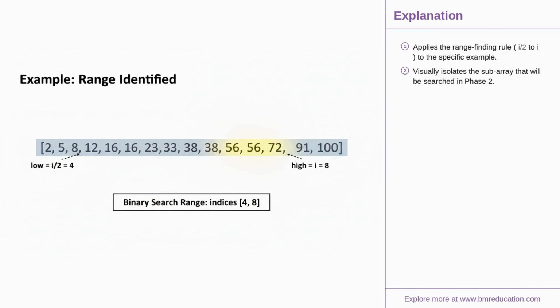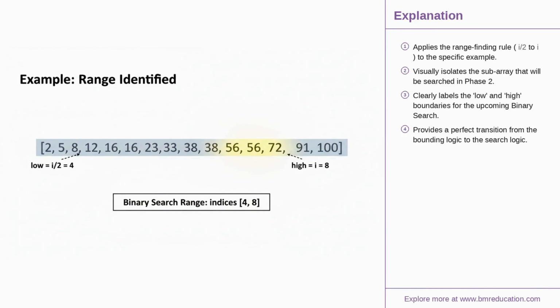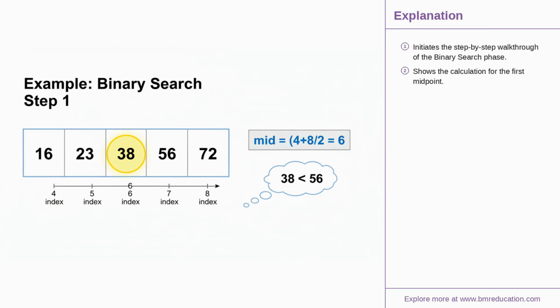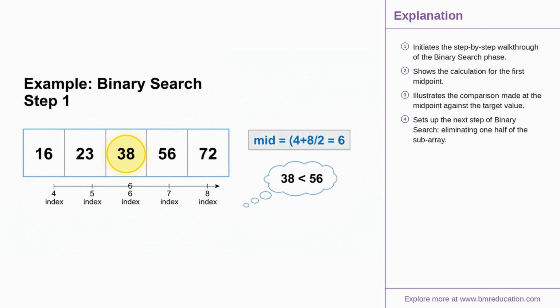Now we define our search space. The last successful jump was from index 4, which is our stop index, I equals 8, divided by 2. This means our target, 56, must be between index 4 and index 8. We'll now perform binary search on this specific subarray. Phase 2 begins. We apply binary search on the subarray from index 4 to 8. First, we find the middle index, which is 4 plus 8 divided by 2, giving us index 6. The value at array[6] is 38.